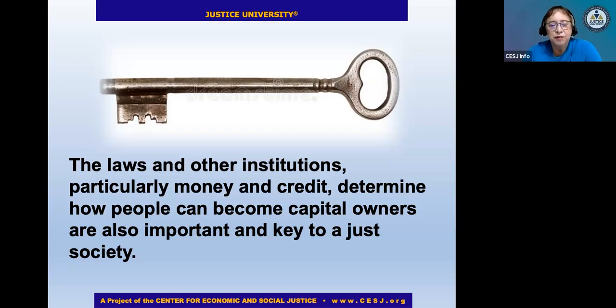So we're going to look very, very closely at money and credit as being the critical lever for changing the economy from what is now very concentrated power to one that democratizes economic power and access to credit just by virtue of the design of the system.